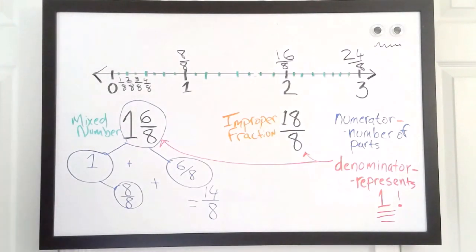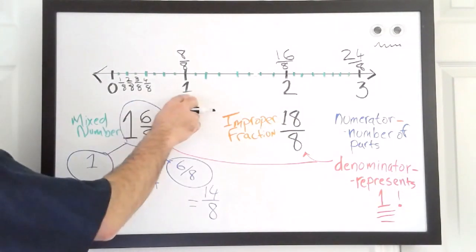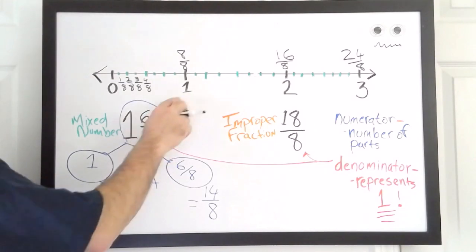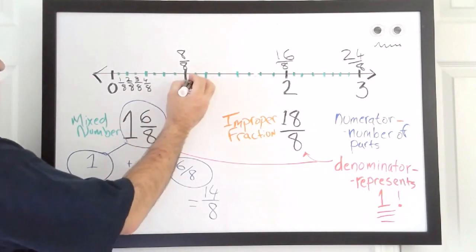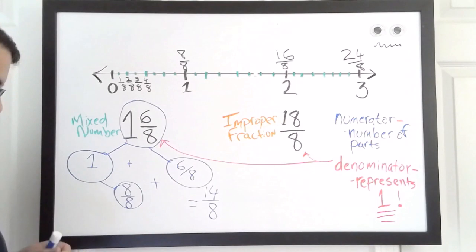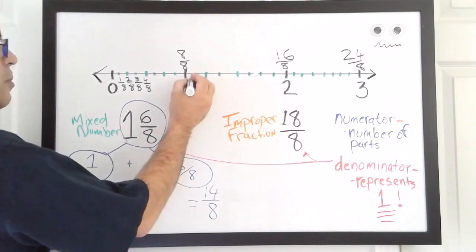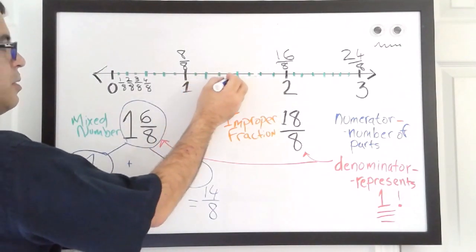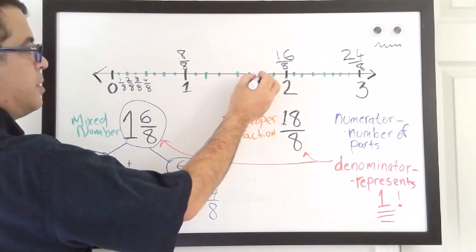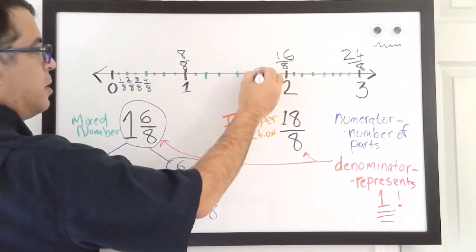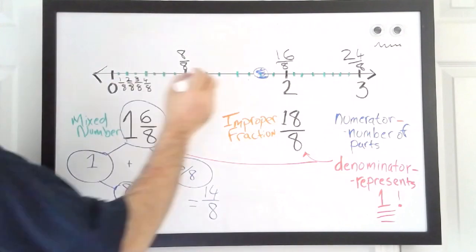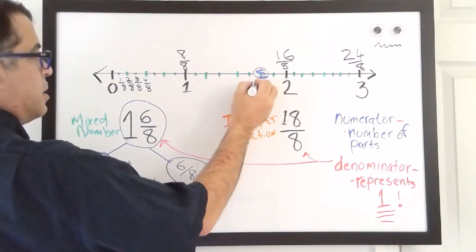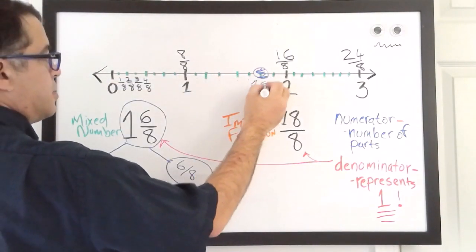Okay, let's find 1 and then 6/8 more. So here's 1, and then let me get my blue. We have 1 and 6/8. One whole number, 1, 2, 3, 4, 5, 6. Here it is right here. That would be considered 1 and 6/8.